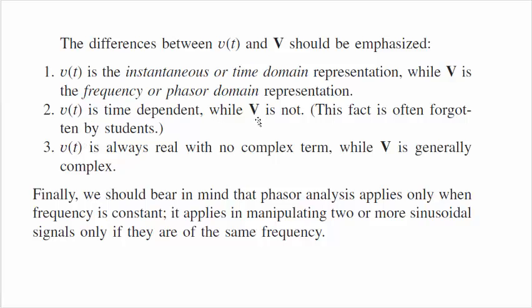V of t is time dependent while V is not, and we often forget this, but our solution will always have an e to the j omega t component to it, which means that while it's expressed in terms of a phase and a magnitude, the instantaneous voltage still varies as a function of omega t. V of t is always real with no complex term, while V is generally complex. So even though we can write something in an exponential form, which has a complex portion, especially when we apply Euler's formula, the final solution is always something real. Phasor analysis applies only when the frequency is constant, and it applies to the manipulation of two sinusoidal signals only if they are of the same frequency.